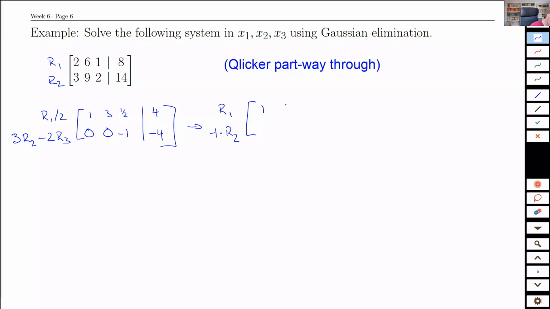I have a question. Yep, go ahead. What are you referring to as row 3? Is that, sorry, R1 divided by 2? That's R1 and R2. Sorry, I'm getting ahead of myself there. Row 1 and row 2. You're right. That's all there is. Thank you. 3 R1s minus 2 R2s. My apologies.